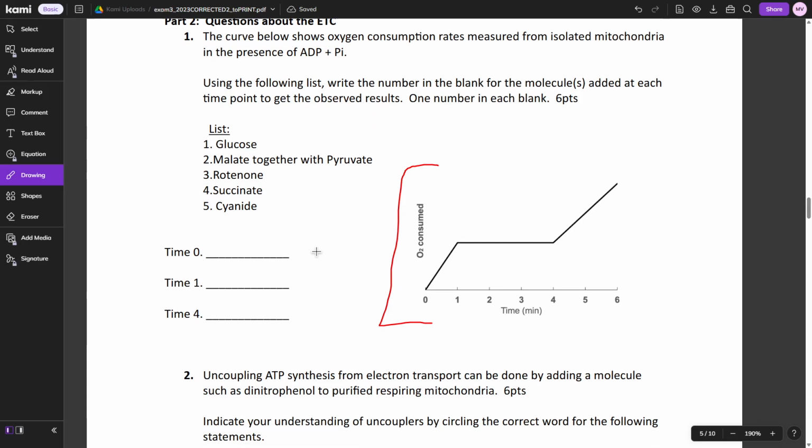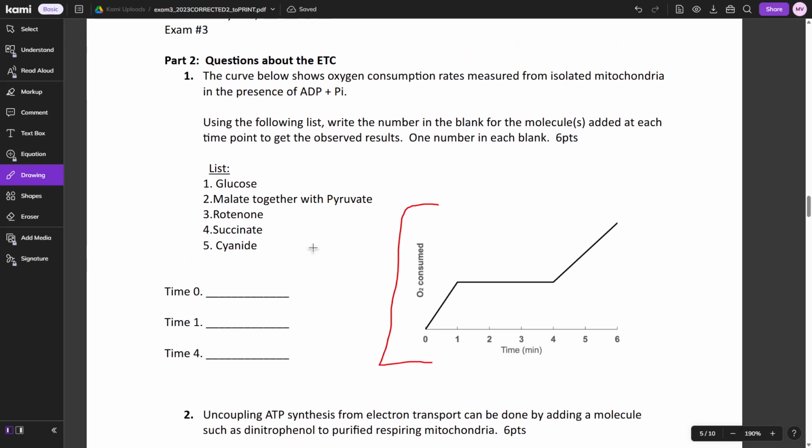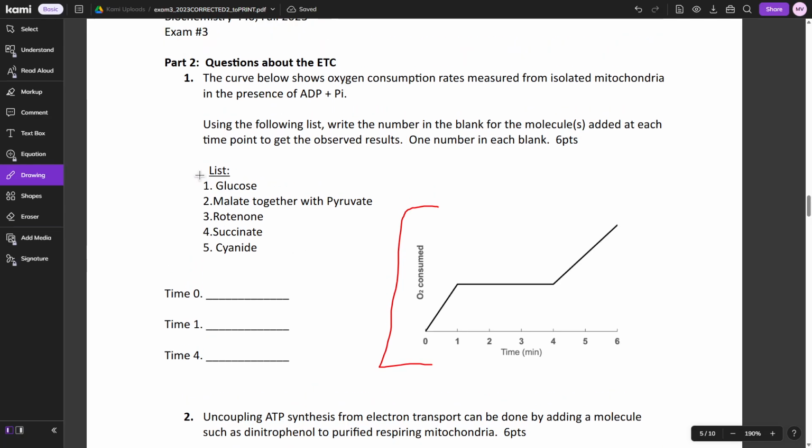You guys only have 45 minutes. There's not a lot of time. So, yeah. Okay. Anyways, these are things you should memorize, to be honest with you. Specifically, I say rotenone you need to know and cyanide you should know.